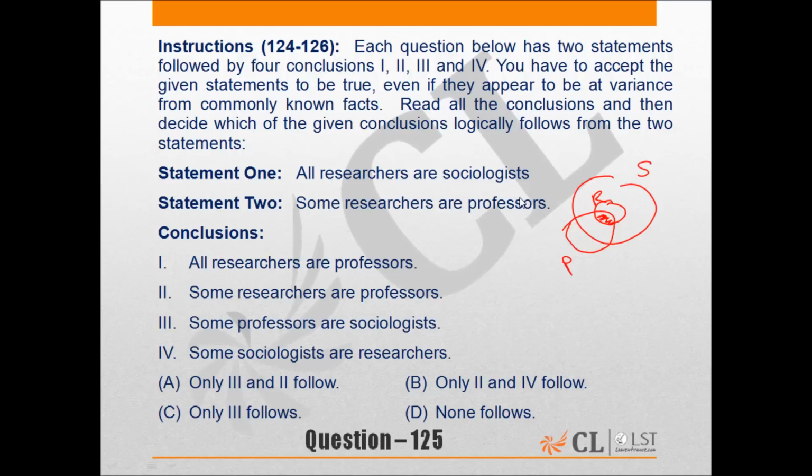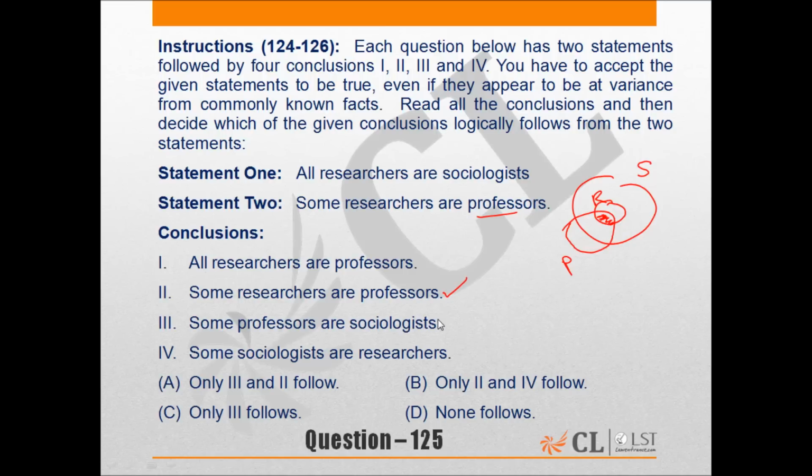All researchers are sociologists. Conclusion 1 now talks about all researchers are professors. As we have discussed, as we can see from the diagram as well, some researchers are professors. That information is available to us. Are all researchers professors? We do not know. 1 therefore does not necessarily follow. It is only a possibility, not a certainty. Some researchers are professors. This is clearly given in statement 2. Hence, this is definitely right.